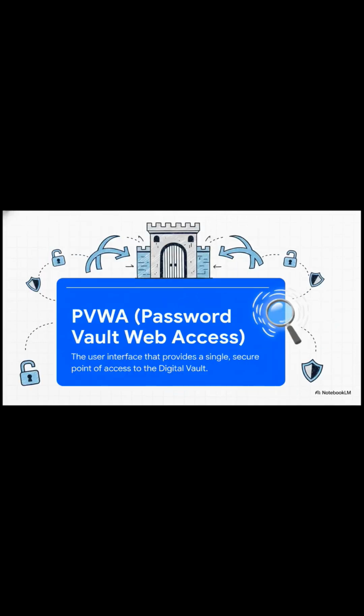Okay, so if the vault is so locked down, how does anyone get in? Good question. The answer is through the PVWA, which stands for Password Vault Web Access. Just think of it as the one and only secure gatehouse. It's the single entry point, a web portal, where authorized people can go to request access to the credentials they need to do their jobs.